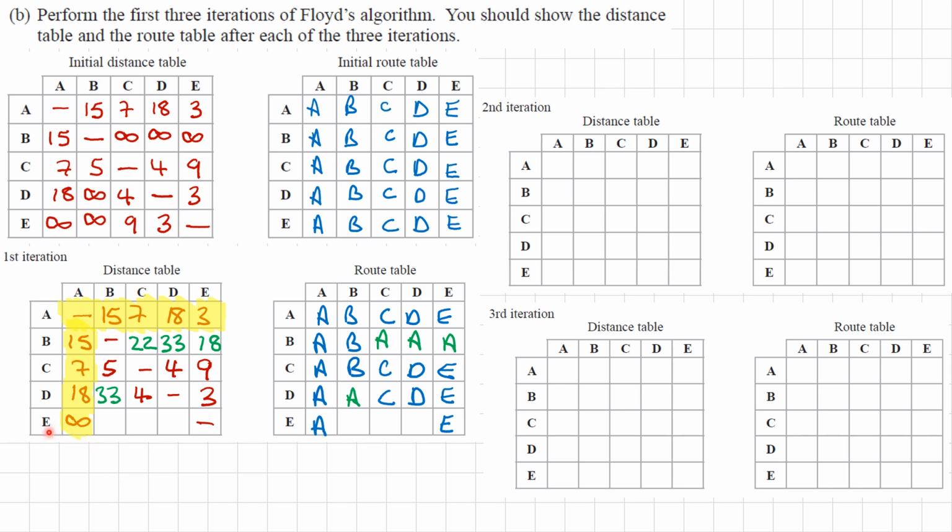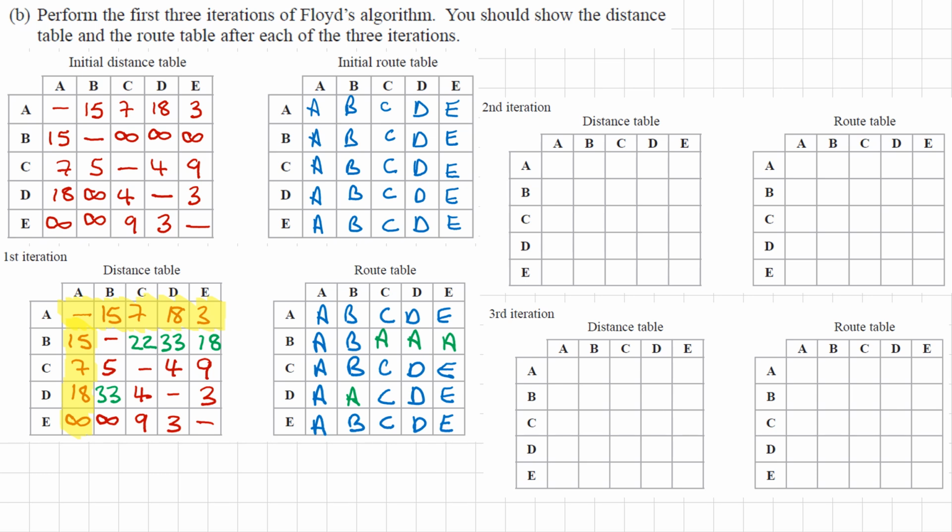Last row, here we're going to have infinity plus 15. That's greater than infinity, so no change to the value, no change to the letter. Infinity plus 7 is greater than 9, so no change to the value, no change to the letter. And the last value here that we need to work out, infinity plus 18 is greater than 3, so no change to the value and no change to the letter.